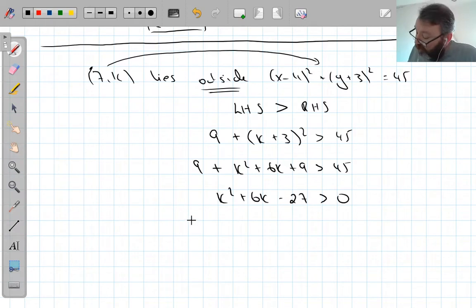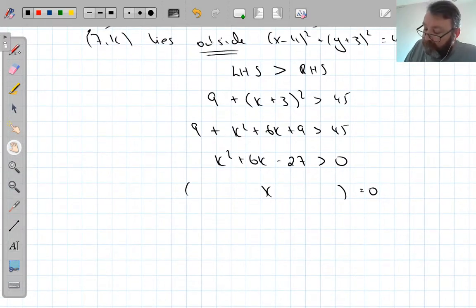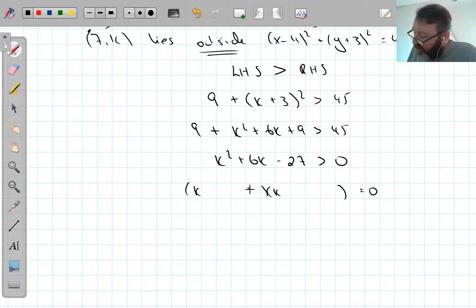So what do I do in a situation like this? I just solve it as normal, as if it was equal to 0. I'll worry about the greater than in a moment, okay? So k squared is k by k. Now, factors of 27 with a difference of 6 between them. Well, 9 and 3 are 27, and they have a difference of 6 between them. And I want the difference to be plus 6. So plus 9 minus 3, giving me k equals minus 9, or k is equal to 3.